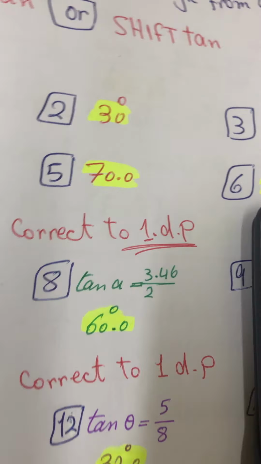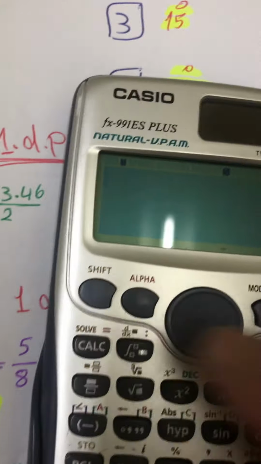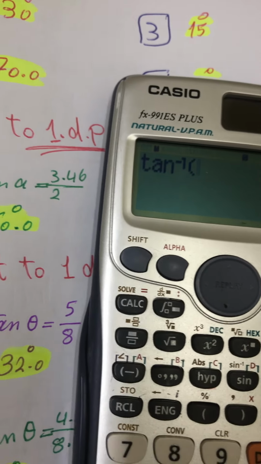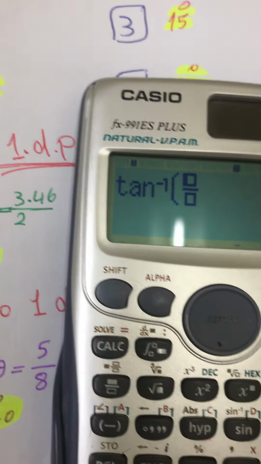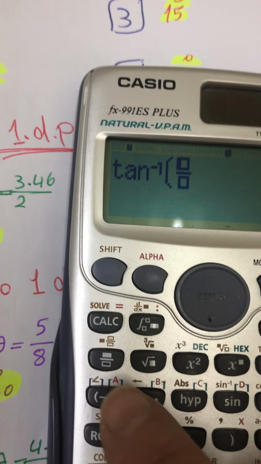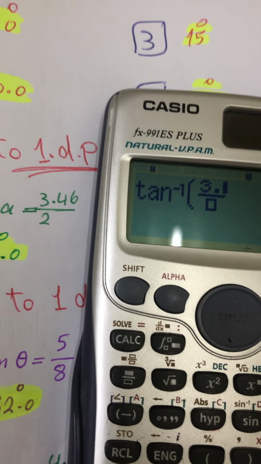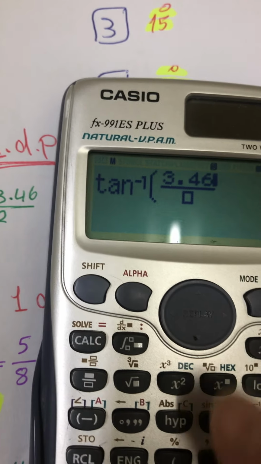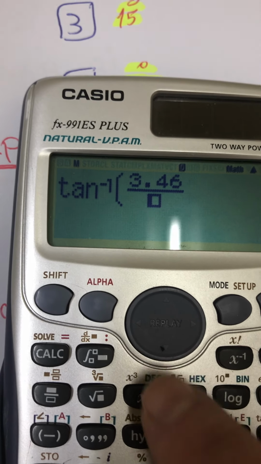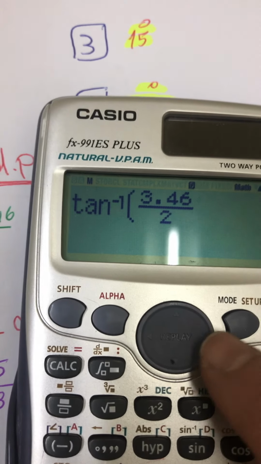Teacher, how can I use my calculator to get it? Again, I press shift, then tan. Now I have a fraction, not a number, so I press the fraction button. When you start to write, you write the numerator first, 3.46 written up. Then press down and write the denominator, 2.